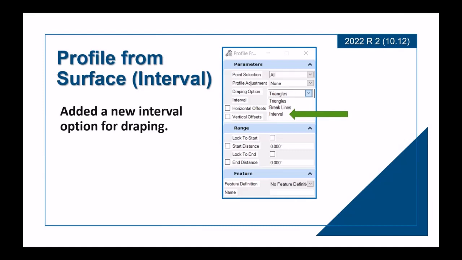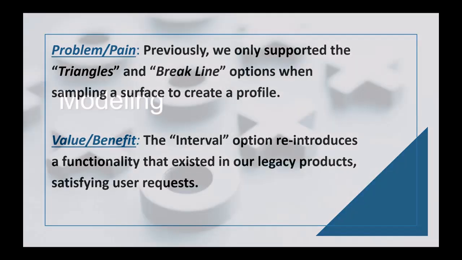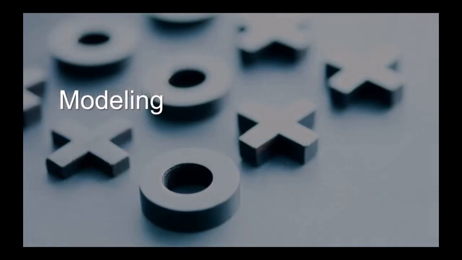Another simple thing we did in 2022 R2 with terrains is the profile from surface tool. We added a new interval option for draping. Previously, we only had triangles and break line options. The interval option is just reintroducing functionality that existed in our legacy products.